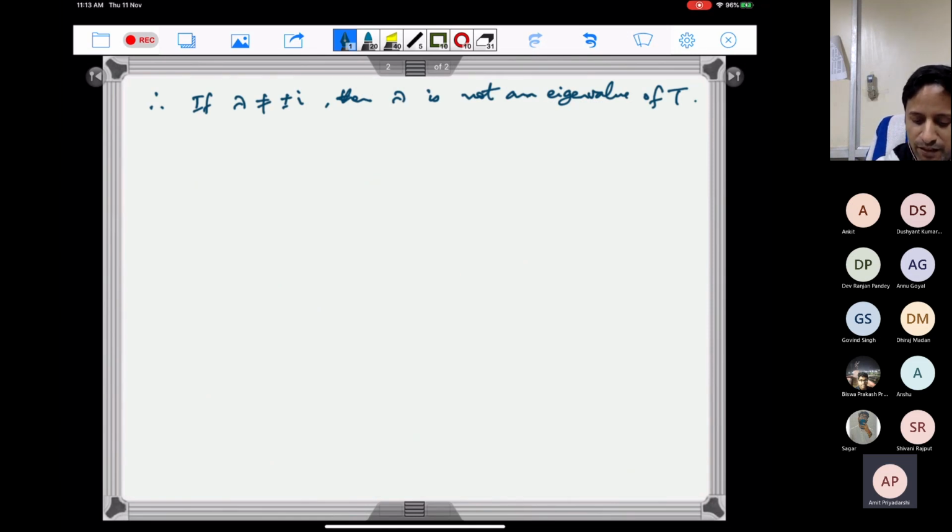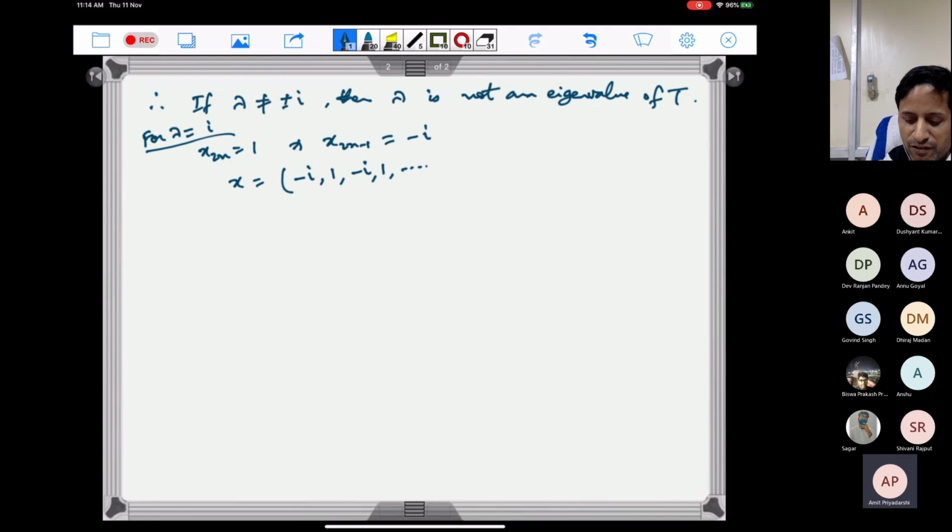So if I take x_{2n} equal to 1, this will imply x_{2n-1}, if I take for lambda equal to say iota, x_{2n-1} will be equal to minus iota. But in this case, what is x? x will be equal to (minus iota, 1, minus iota, 1, and so on).